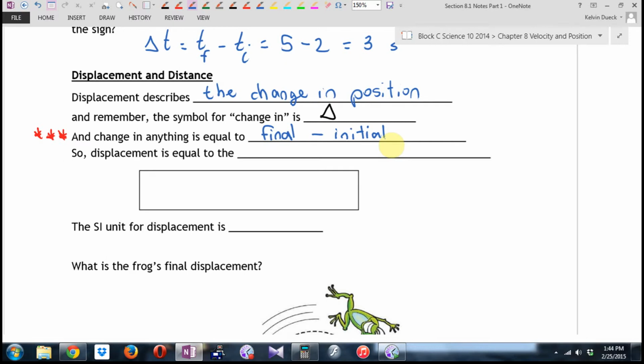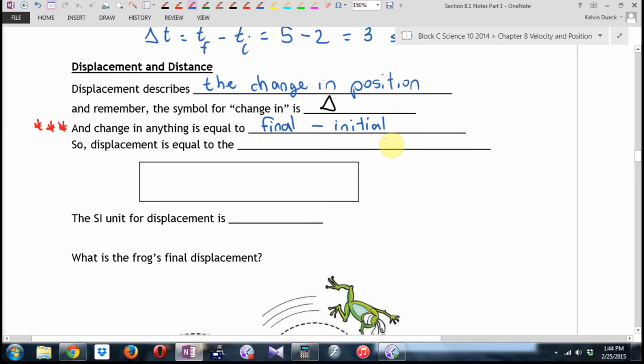Julie, what's changed in anything? Change in anything? Final minus initial. So, what does that mean?